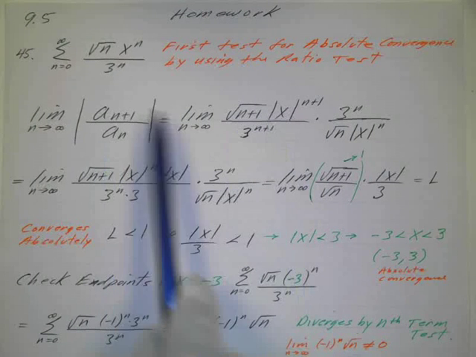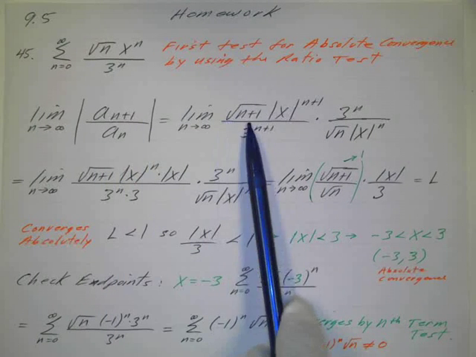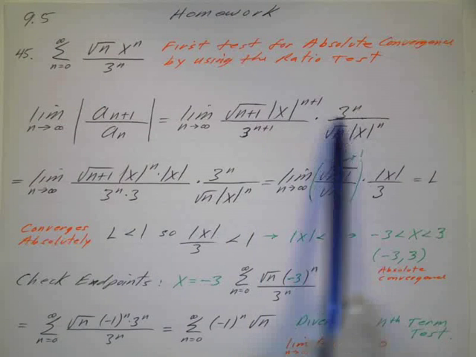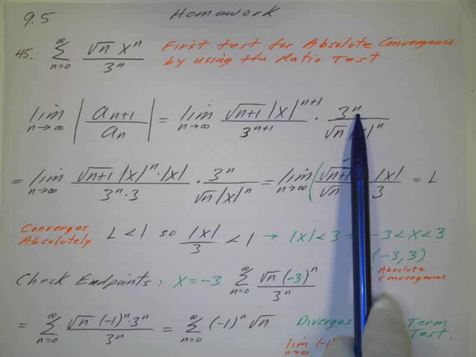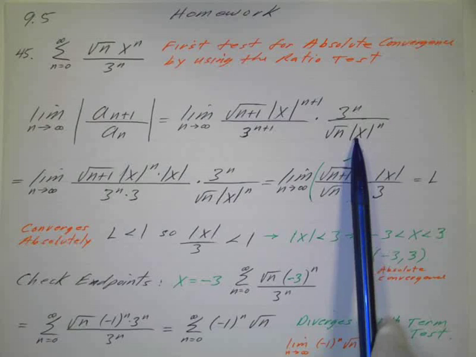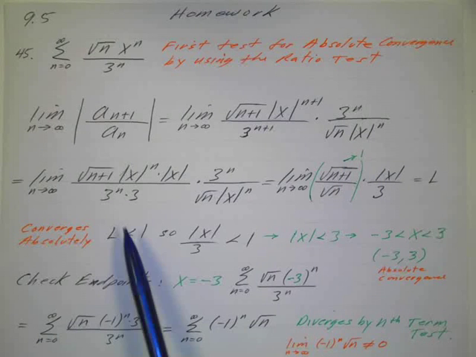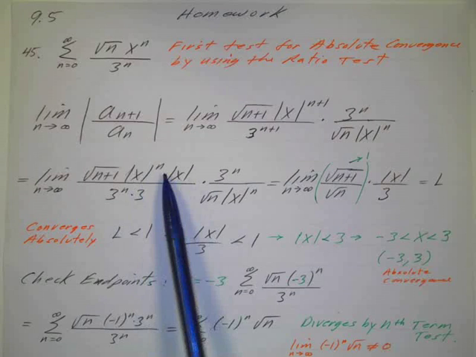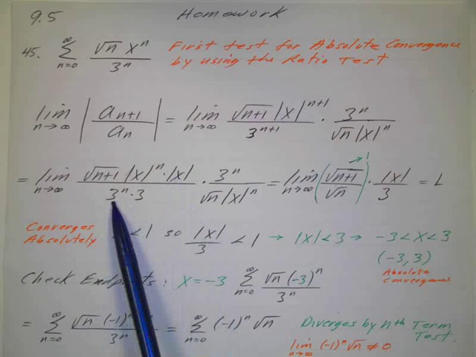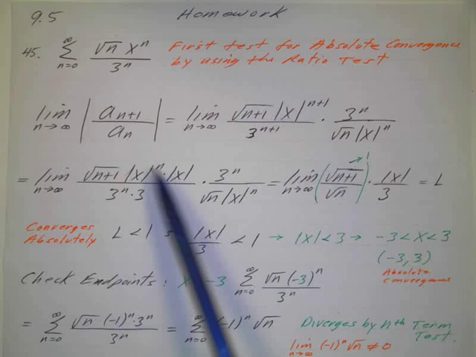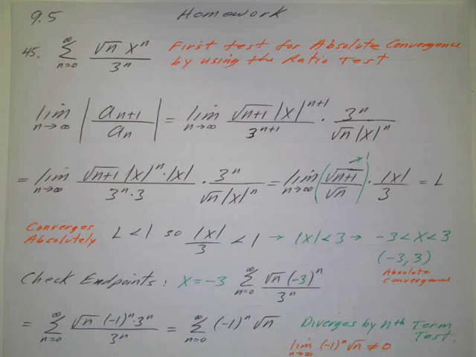We take the limit, and every time we see an n, we put an n plus 1, so square root of n plus 1, absolute value of x to the n plus 1, over 3 to the n plus 1, and then the reciprocal, 3 to the n, because we're dividing, so we'll just multiply by the reciprocal: 3 to the n over square root of n, absolute value of x to the n. Then we'll break this up again, as we normally do: x to the n and x, and 3 to the n and 3. Then we can cancel the 3 to the n's and the x to the n's, and this is my limit.